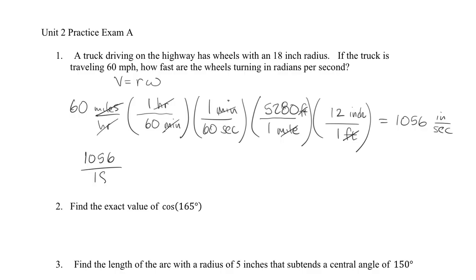divided by the radius. This is inches per second. This is inches. So inches are going to cancel out, leaving us a unit of measure per second. It turns out to be radians per second. And this is about 58.67 radians per second.